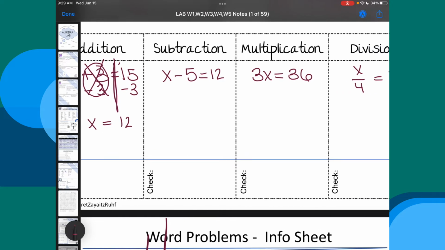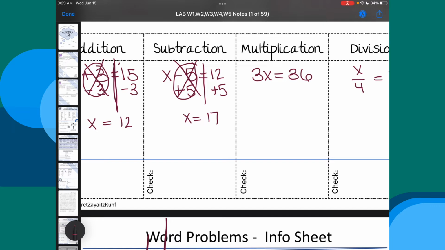If we have subtraction, we would do the inverse operation, which is addition. Plus 5, and on the other side of the equal sign, plus 5. Minus 5 and plus 5 cancel out because they're a zero pair. Here we will get x is equal to 17.